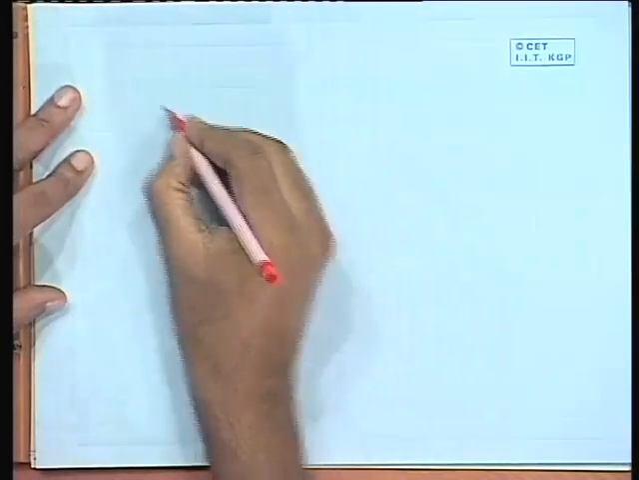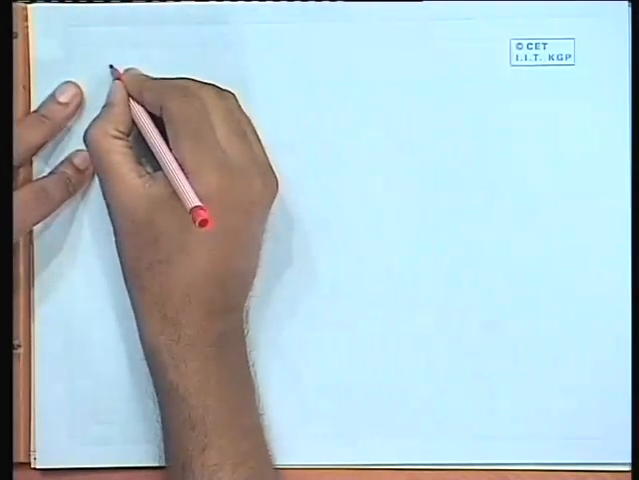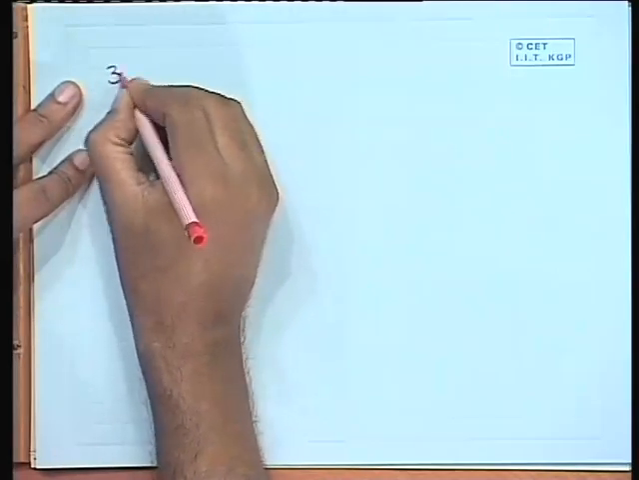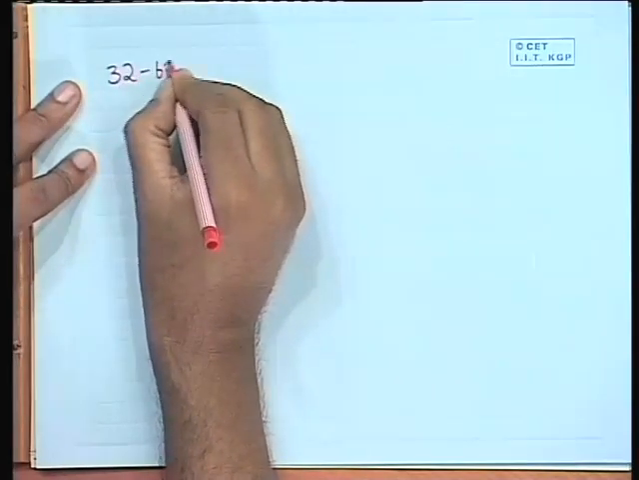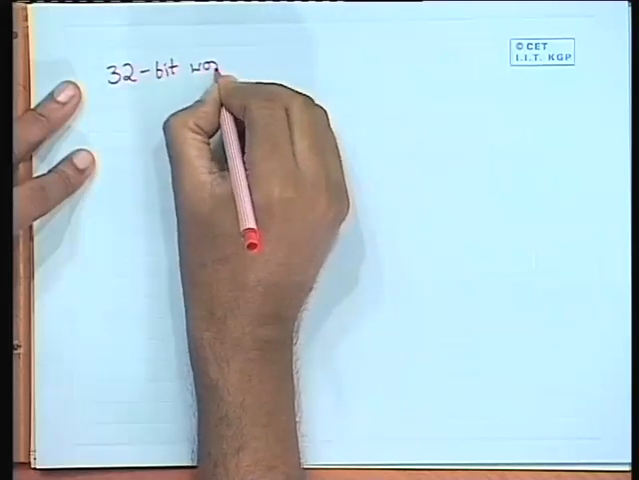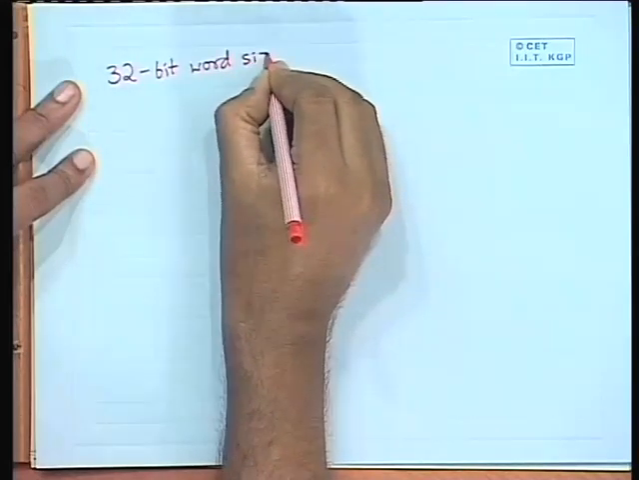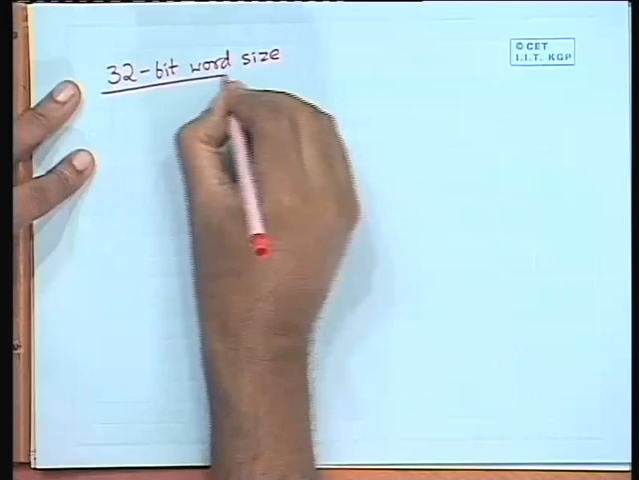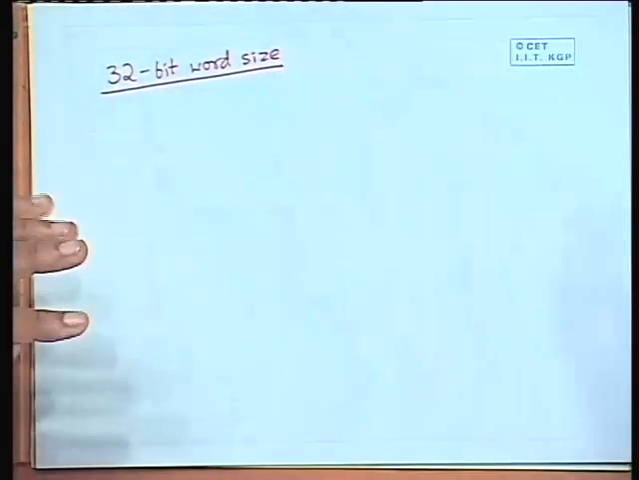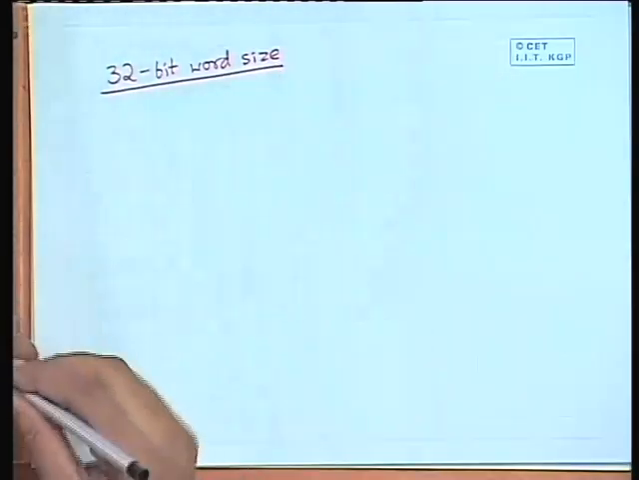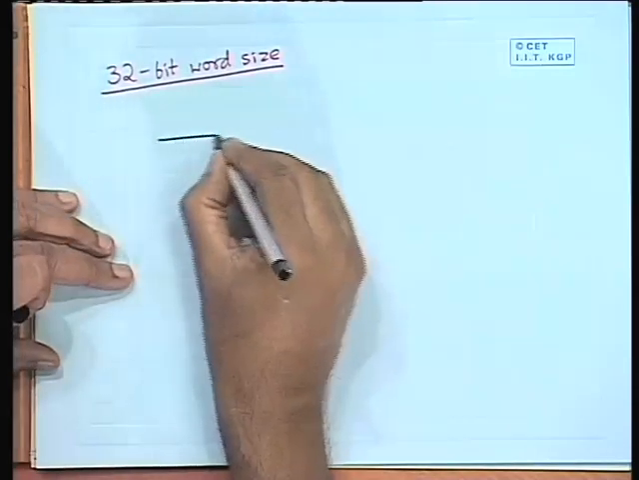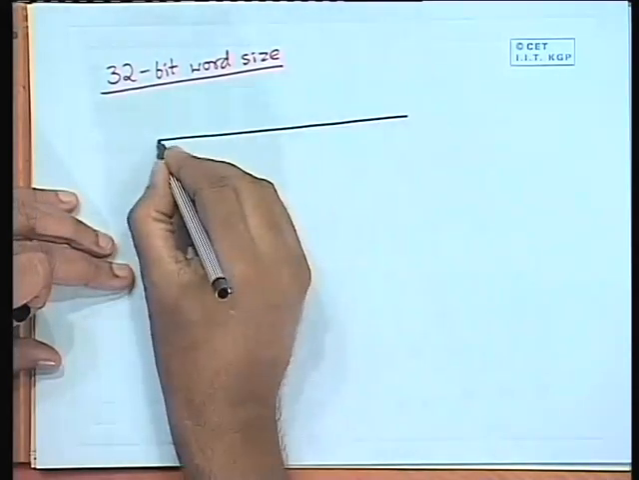First thing is that, say we take a typical example. We have a computer with 32-bit word size. We take a 32-bit word.